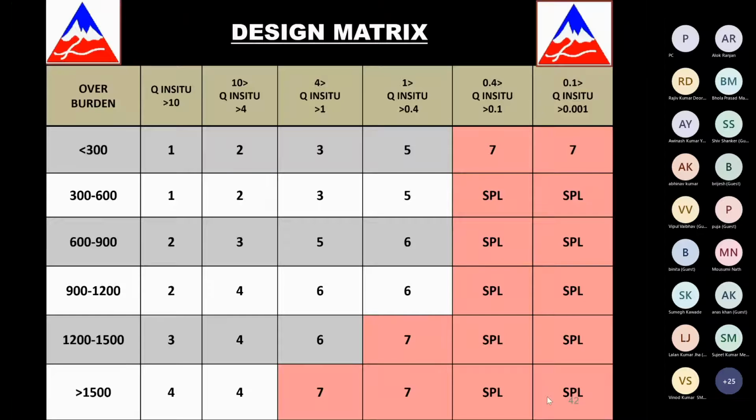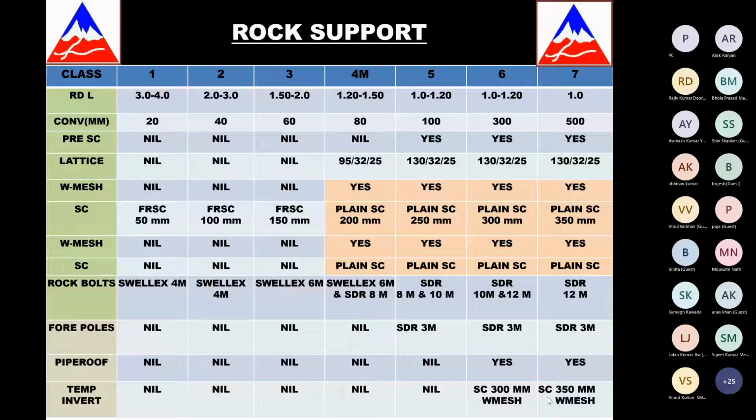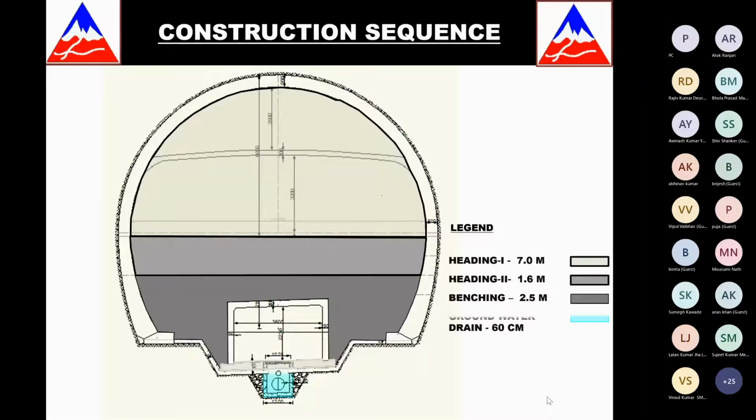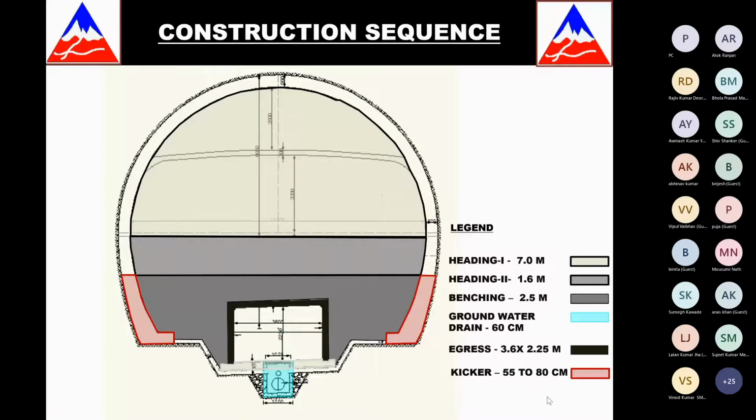So we finally did not use so much of this design matrix. We used it only for guidance, and then we evolved our own system from the monitoring deformation data that we got on the site. This had rock supports using rock bolts, pipe roofs, things like that. It was done in stages. There would be heading, benching, and then the drainage work and the egress tunnel would come up, and after that the final lining would come up.